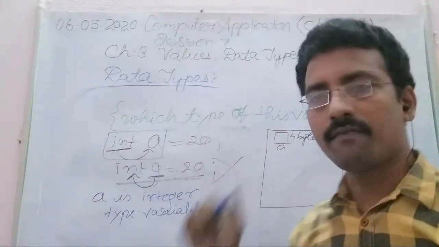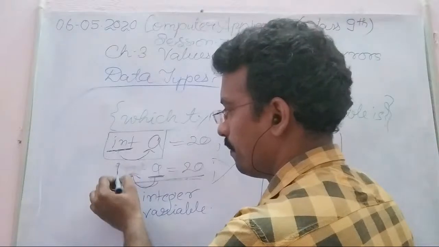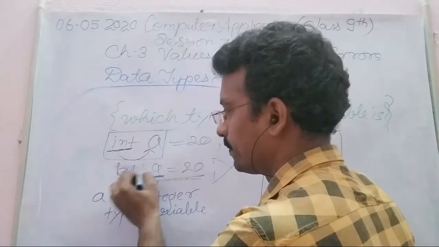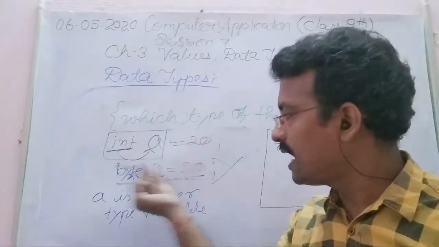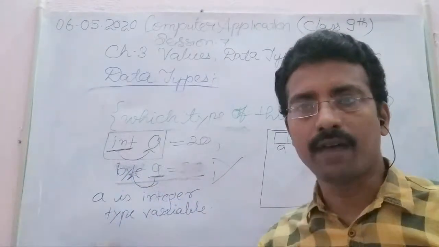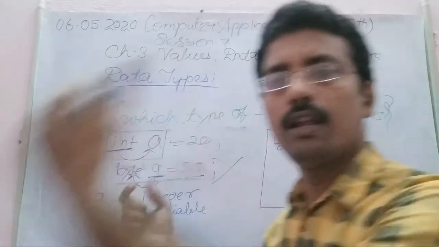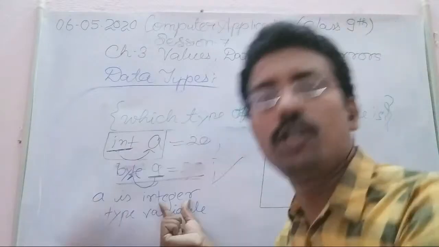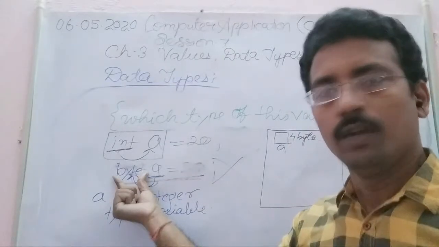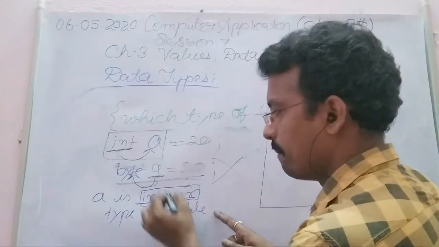A is an integer type variable. A is a, suppose I write here, byte. And I say A is a byte type variable. Matlab, A will use the memory of the definition of byte. So here what will be written? Here will be written A is a byte type.